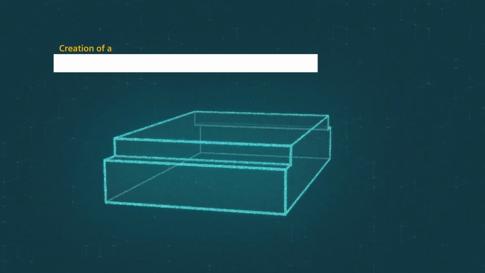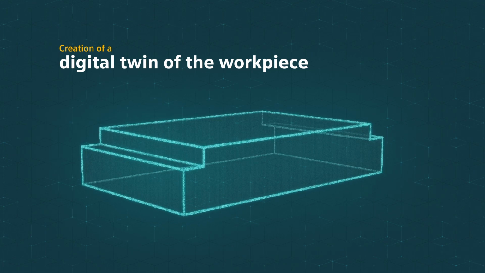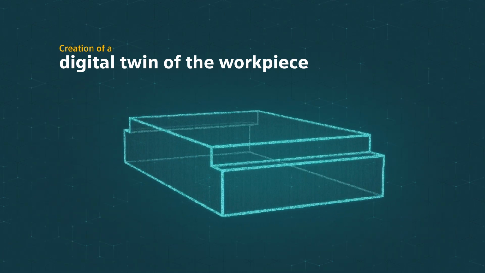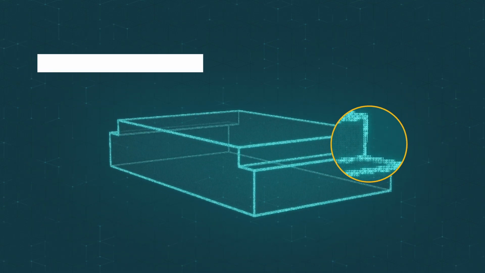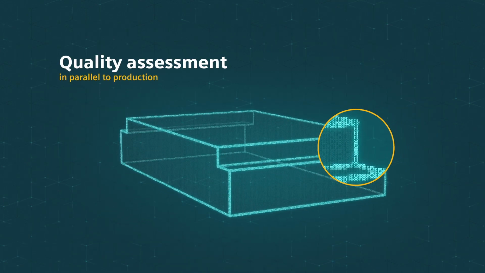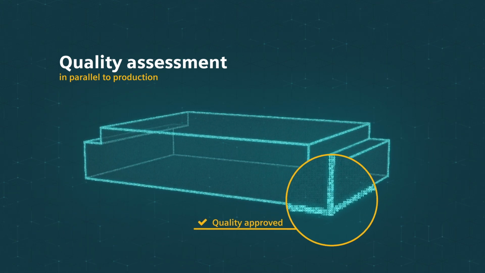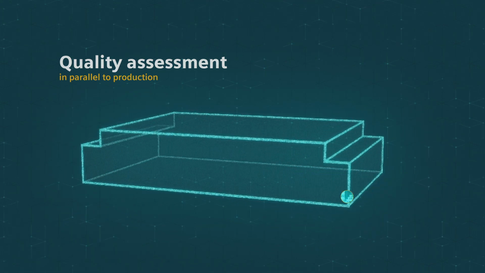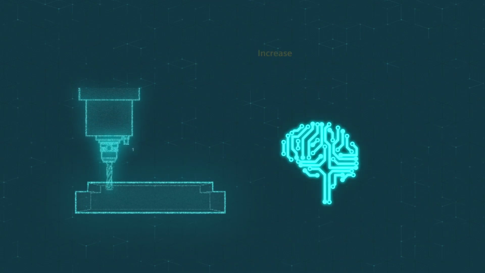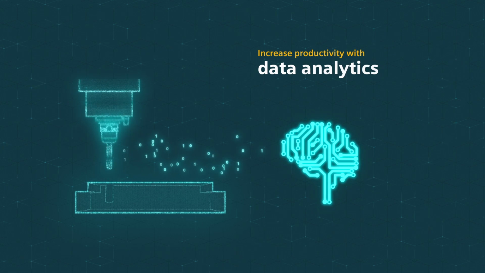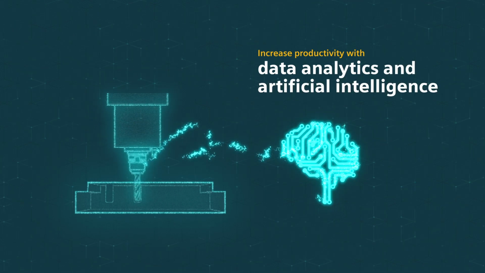The high-frequency data makes it possible to create a precise digital image of the workpiece and the associated processing conditions. Process parallel data analysis, as well as comparison of target and actual figures, enable a quality assessment during the production. With the help of state-of-the-art technologies, the productivity of the machine tool is increased through higher output and less resource consumption.